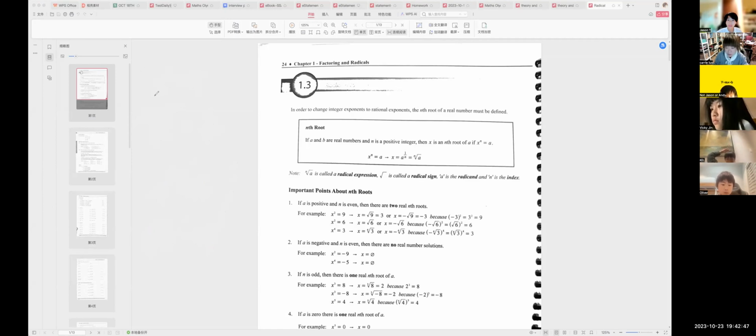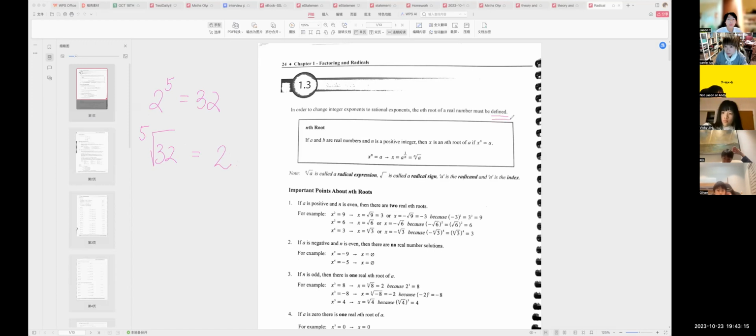For instance, Vicky, if we have 2 to the power 5 equals 32, and we have what we call a radical sign, so if we have something like the fifth root of 32, the answer is what? It is 2.